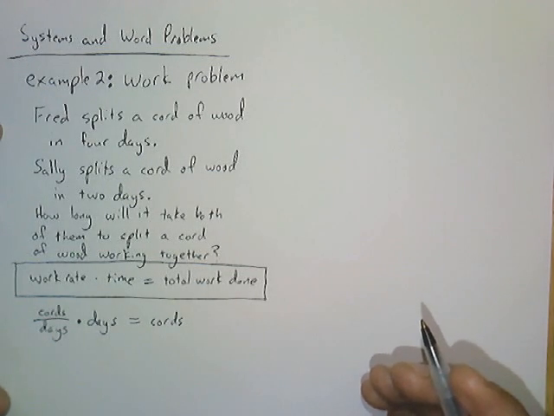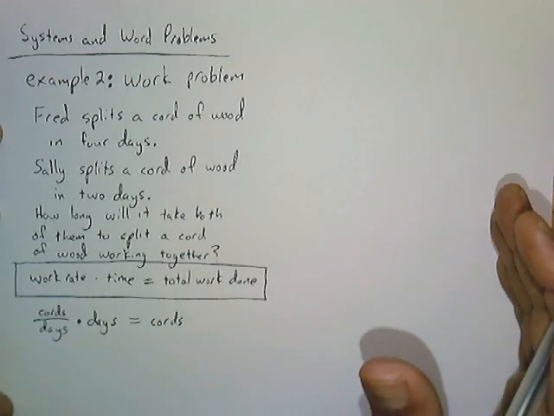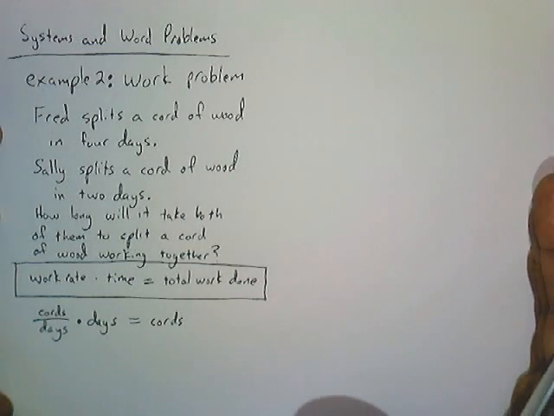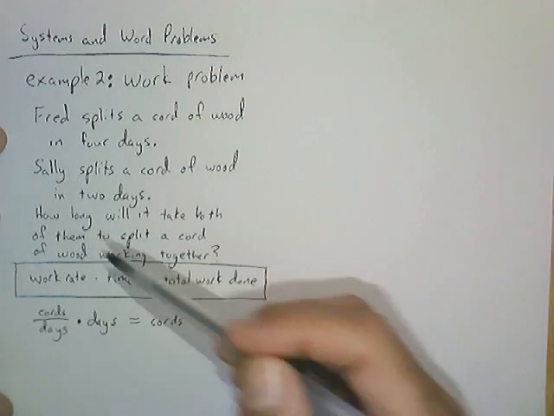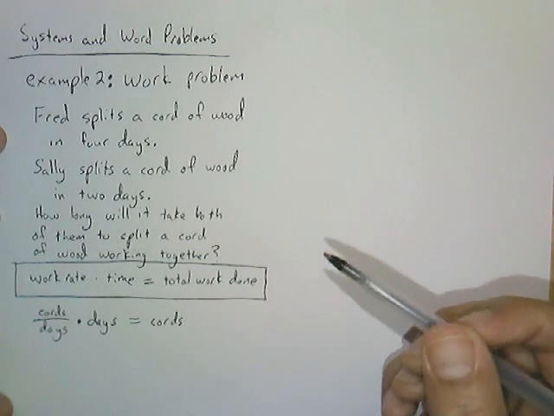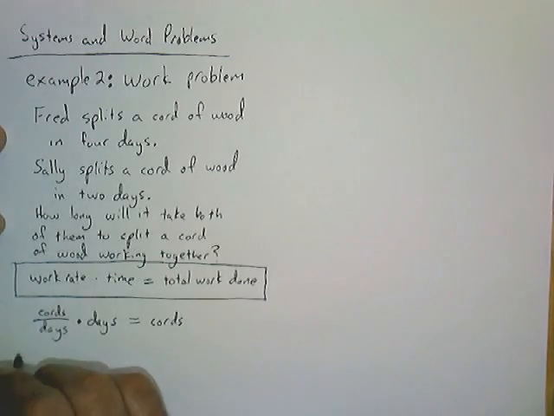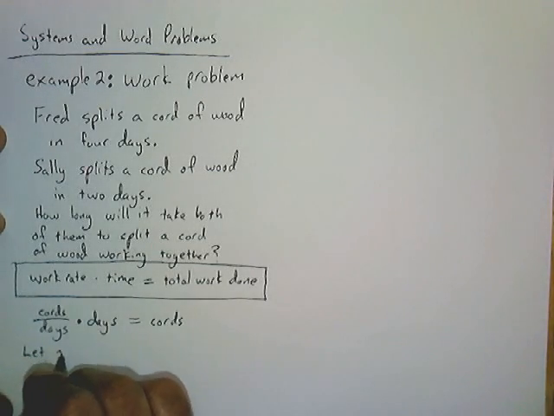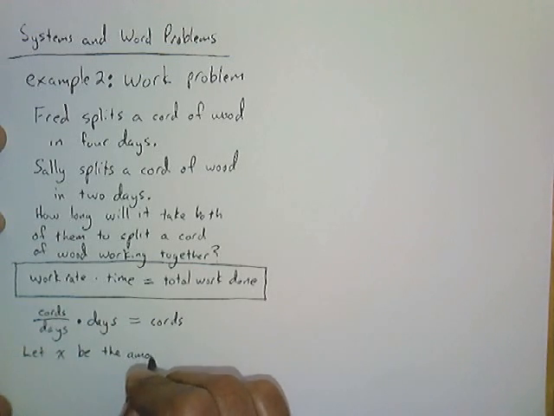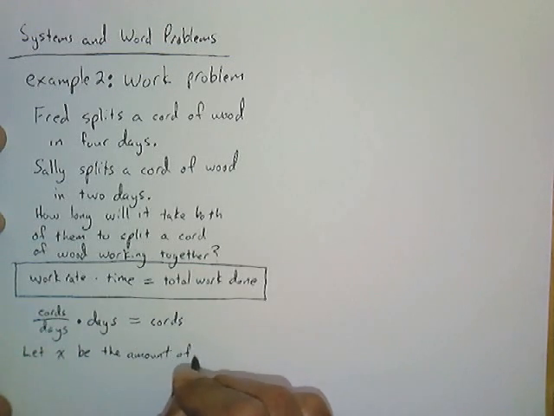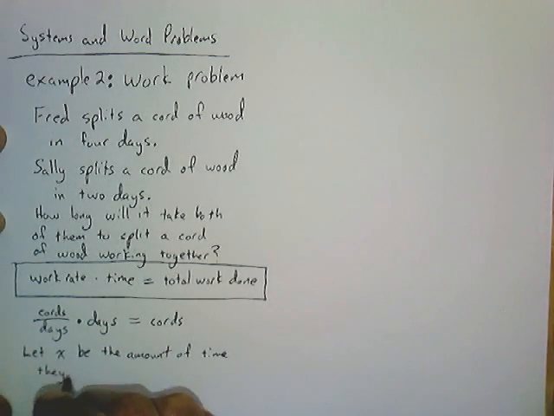Okay. Now here's going to be kind of weird because we're actually not going to have a system. Because really what we're looking for is how long it's going to take for them to split the cord working together. That's what we want to set our variable to be. So we'll let x be the amount of time they work together.